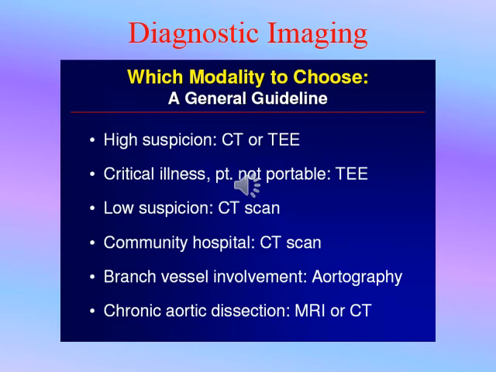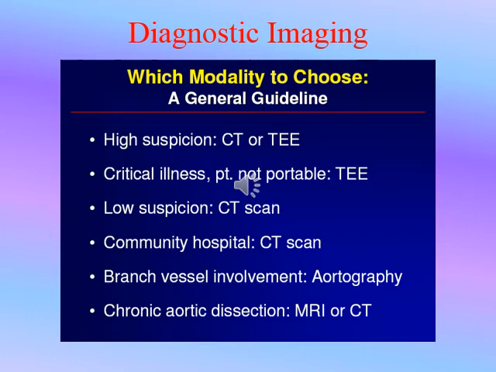طيب I have now a couple of imaging modalities, which to use. برضو زي في aortic aneurysm there is a general guide. If I'm highly suspicious of aortic dissection, run by TOE lab or a CT, whichever is easier and quicker, or available. The CT or TOE will give me equivalent information for now. If the patient is critically ill, patient cannot move, مش هقدر انقله CT.